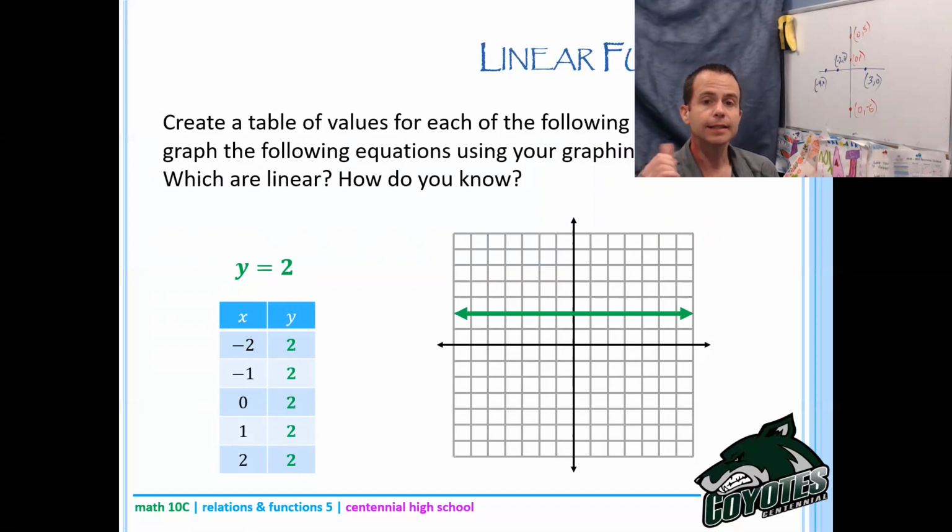Now, that is a line and it is a function. So what we do is we call that a linear function because it's in a straight line and it passes the vertical line test. It is both linear and a function. So we call it a linear function.